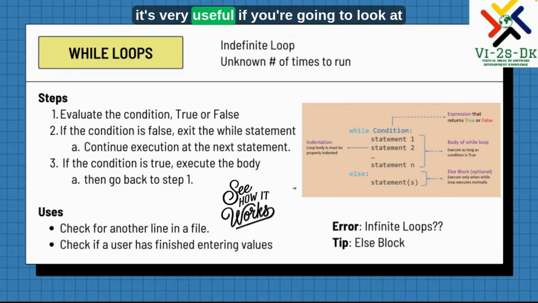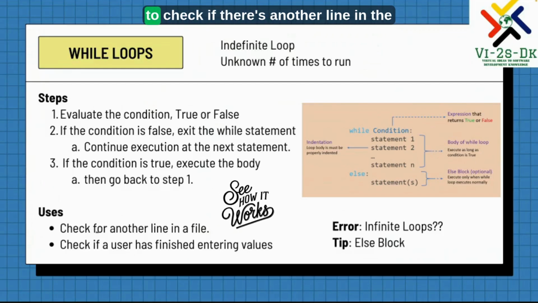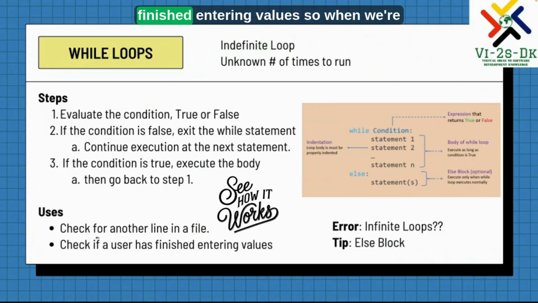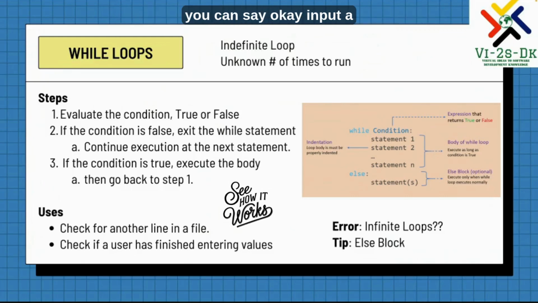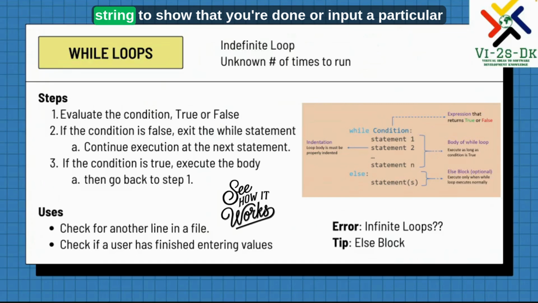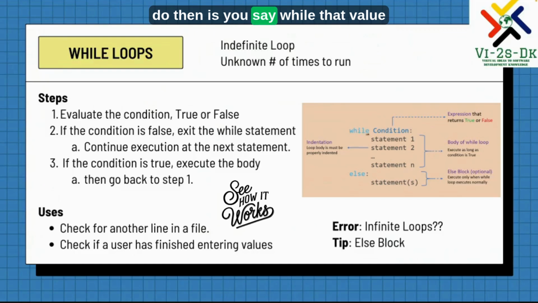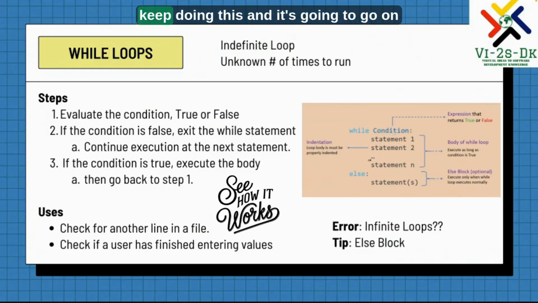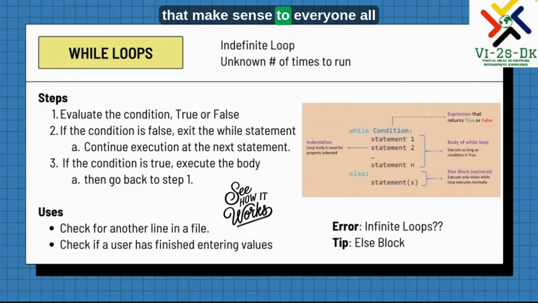So it's very useful if you're going to look at a text file. You want to see the contents of the text file. You can use the while loop to check if there's another line in the text file. You can also use it to check if a user has finished entering values. So when we're asking the user to input a name, you can say, input a particular string to show that you're done, or input a particular number to show that you're done. So all you want to do then is say, while the value that they entered is not the terminating value, keep doing this. Otherwise it's going to go on and on without ever ending. Does that make sense to everyone?